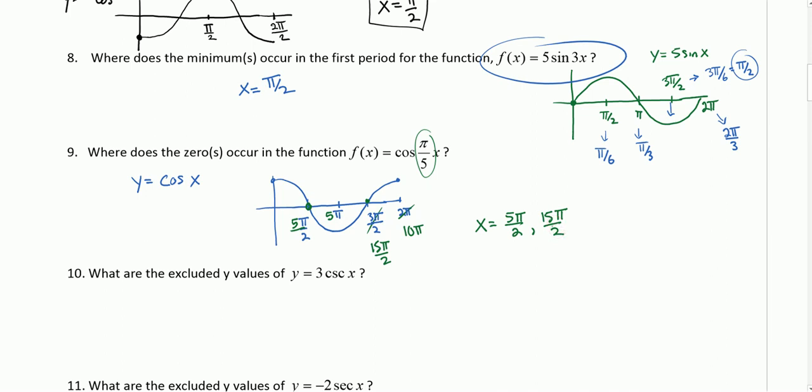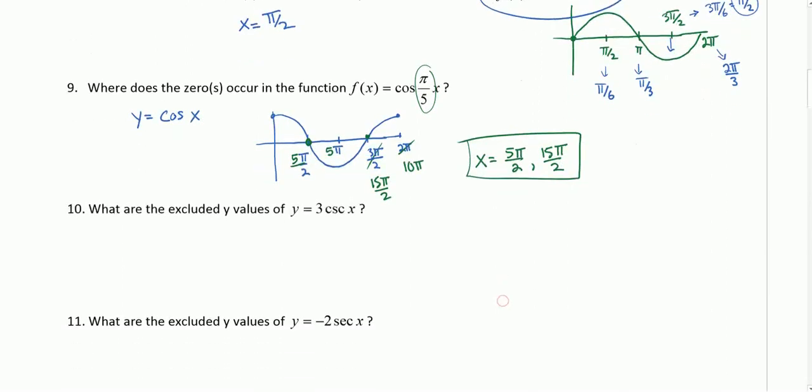Now number 9 doesn't say within the first period, it says in general, but I'm just answering this for the first period. Okay. Number 10, what are the excluded values for y equals 3 times the cosecant of x?